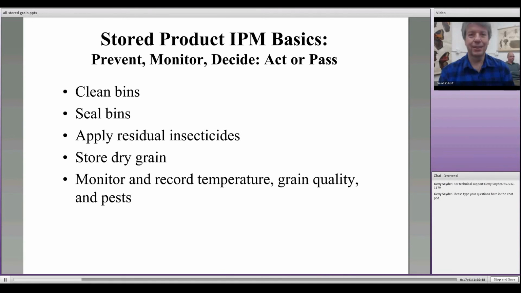Monitor and record temperatures, the grain quality, and the pests. Easier said than done, but we know temperature. Many people with well-equipped bins will have temperature cables where they can read the temperatures and keep those records. Also, grain quality. You should get a grade on your grain before it goes into storage. Ideally, if it's been recently harvested, it'll be the highest quality it's ever going to be until later in storage. So we know that with wheat, it will be graded right away when it's purchased. You'll know how much fine material, how much damage there is, and so forth.